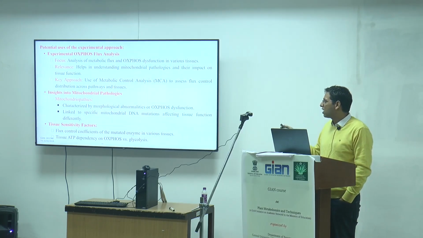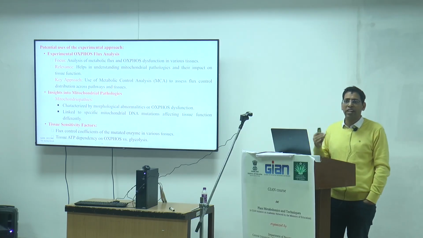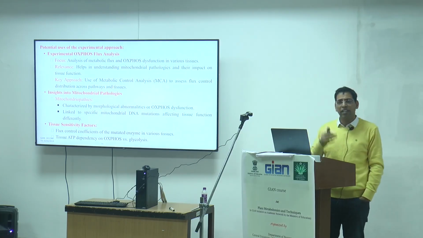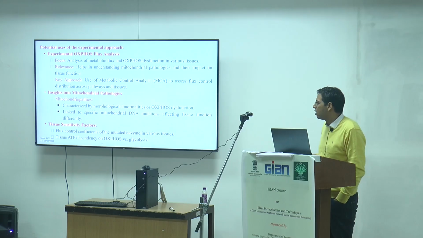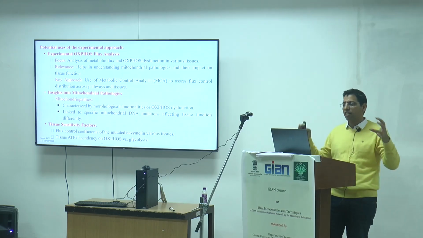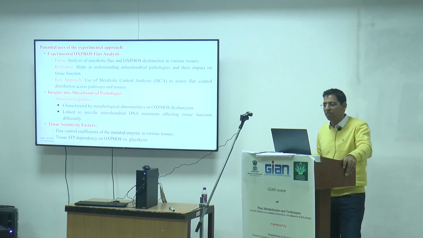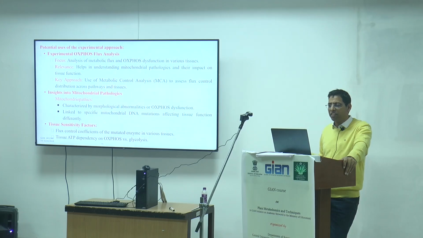It characterizes some abnormality in the mitochondria, and that's why there is an inaccurate oxidative phosphorylation. They disturb the oxidative phosphorylation. So it is linked to the specific mitochondrial DNA mutation affecting the whole oxidative phosphorylation, and finally they differ in the different tissues. So the tissue sensitivity factors which are mentioned here are the flux control coefficient of the mutated enzyme in the various tissues.